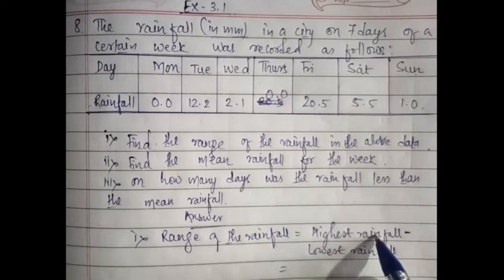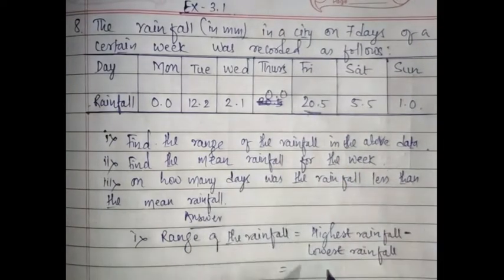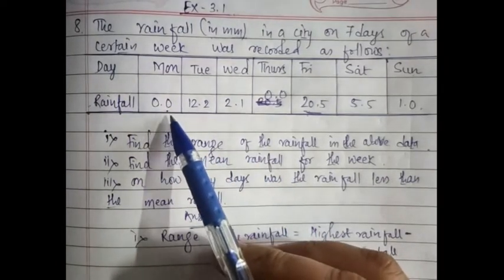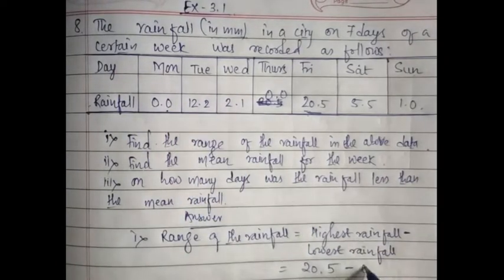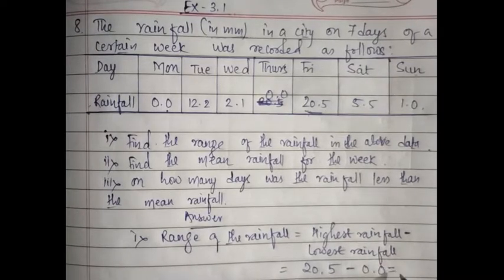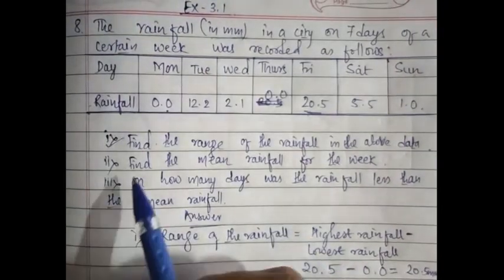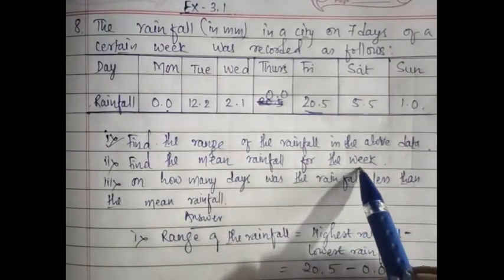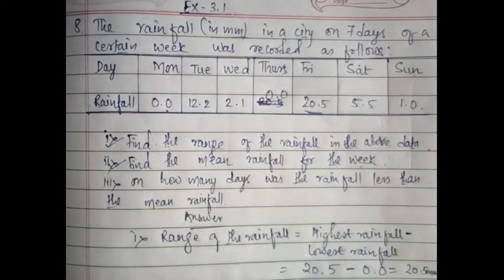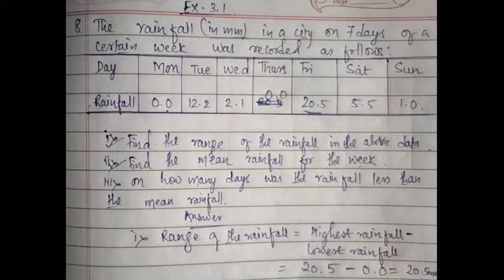So the highest rainfall is Friday, 20.5, minus the lowest, which is 0.0. So when you calculate this, you will get 20.5 mm. So the range of the rainfall is 20.5 mm. Okay, so number 1 is over. Number 2, find the mean rainfall for this week. So you know how to find the mean also. So let us solve this.